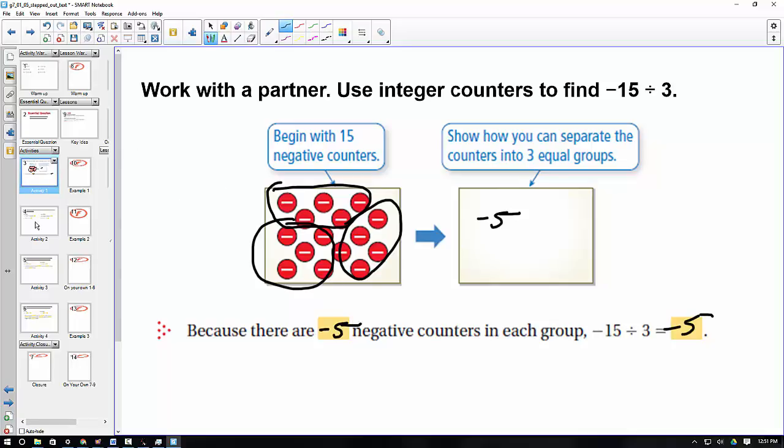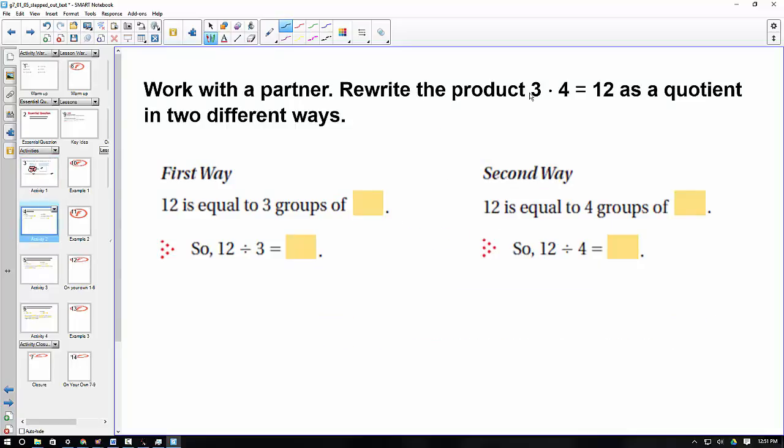All right, so the next one says rewrite this product as a quotient in 2 different ways. So this is kind of like when we look at the fact family thing. So I could do 2 different things. It says 12 is equal to 3 groups of 4. And 12 is equal to 4 groups of 3, right? These are fact families. We've learned these for a while now.